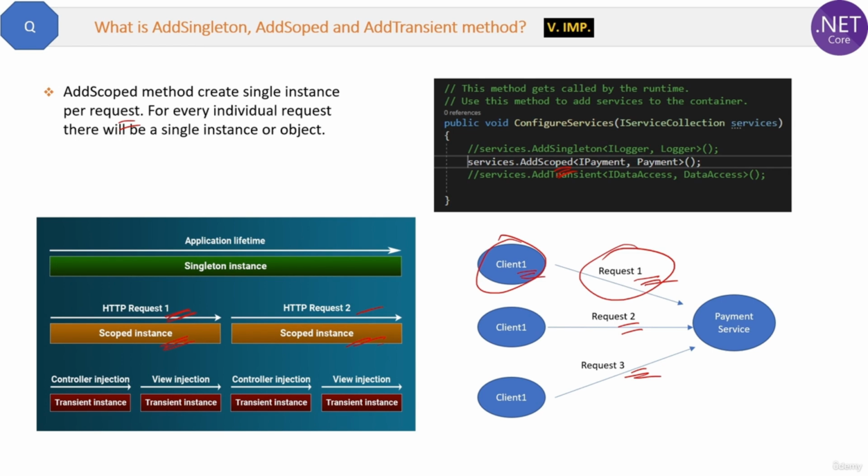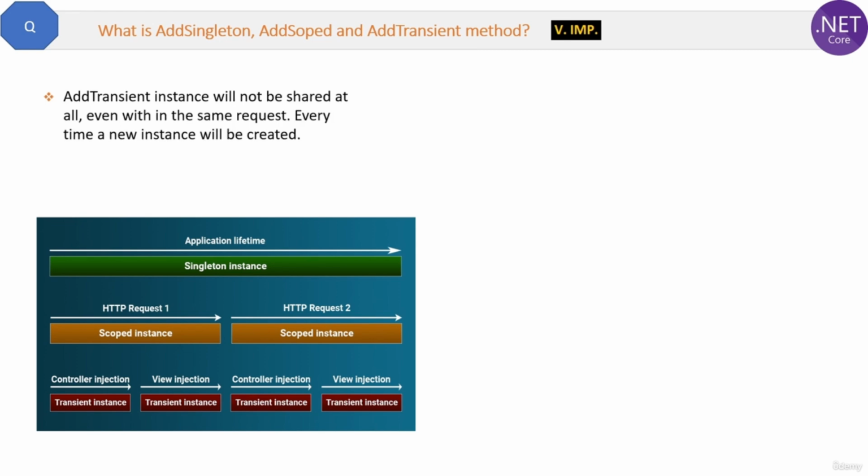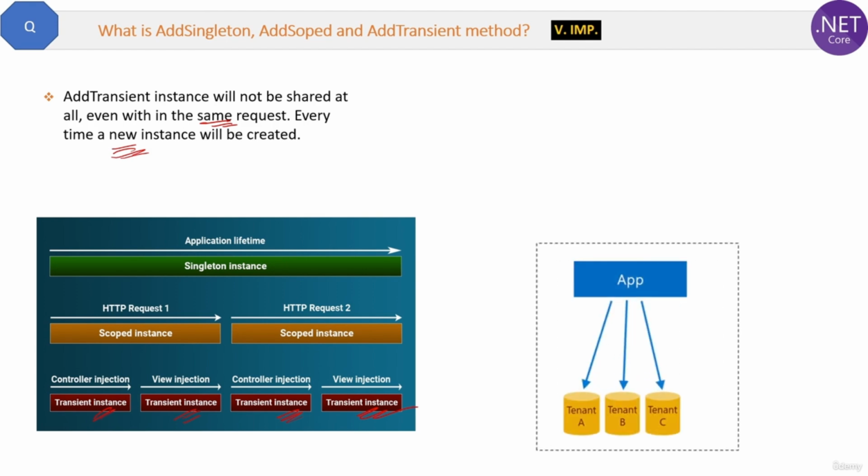The last one is AddTransient. An AddTransient instance will not be shared at all, even within the same request. Every time a new instance will be created. Now see the diagram. For the same request, multiple instances of the same service are created at different points. The real application use: suppose your application gets data from multiple databases, like tenant A, B, C.